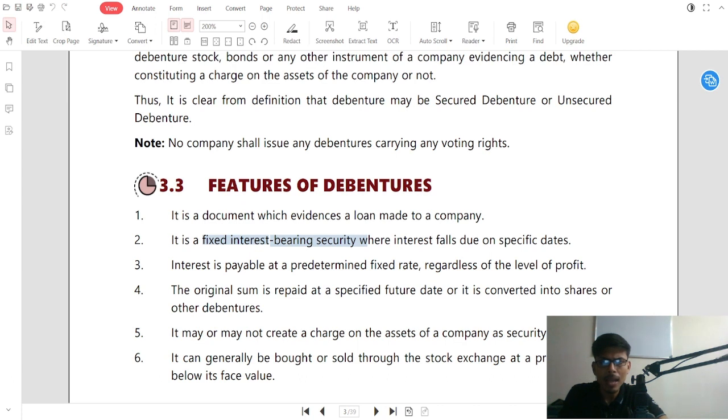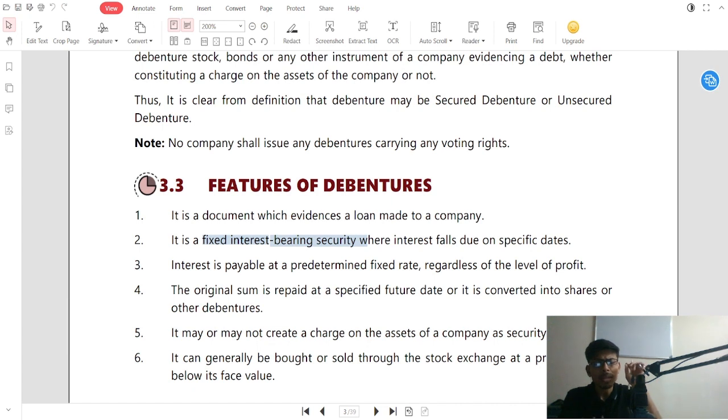Interest is payable at a predetermined fixed rate regardless of the level of profit. So guys, whether you are earning a profit or not, the lender is not going to spare you. In case of a bank, think about it, the bank will definitely take back the interest from you, whether you made a profit or loss. They are not going to give you any extra benefit. Obviously, they are giving you money for running the business. So is it the maximum benefit that they are giving? What is your other expectation? No more.